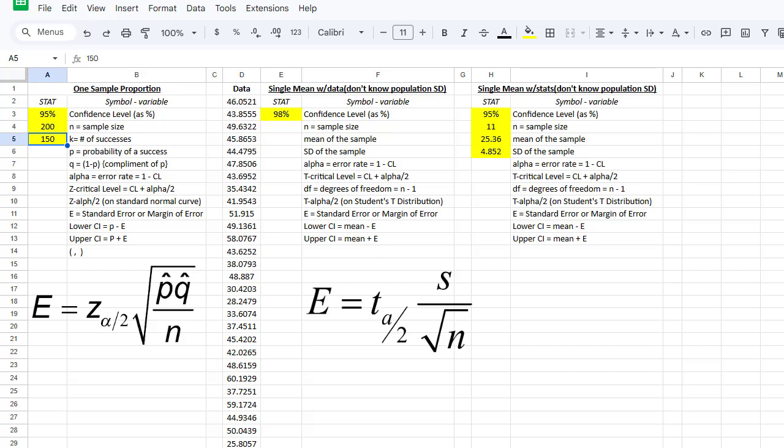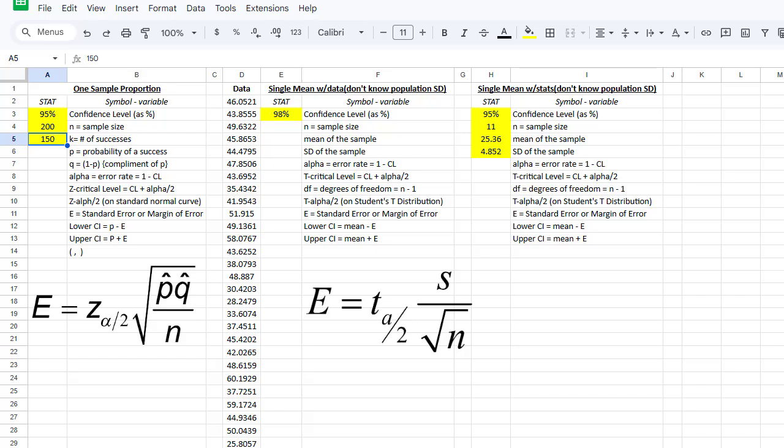In this video, we're going to use Google Sheets to set up some kind of calculator machines that will compute confidence intervals for either a single one sample proportion, or a one sample mean, where we're calculating the mean of our sample and we have raw data, or the situation where we're calculating the confidence interval for the mean of our sample, and we're given the actual statistics instead of the raw data.